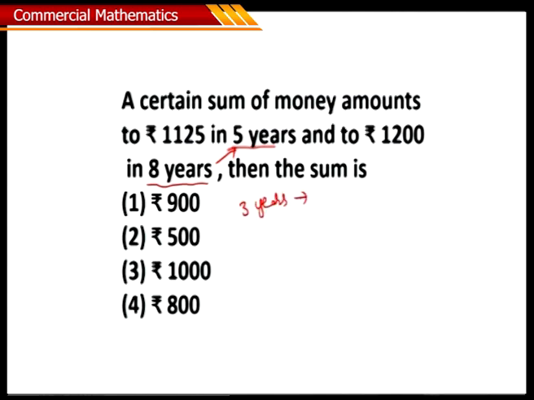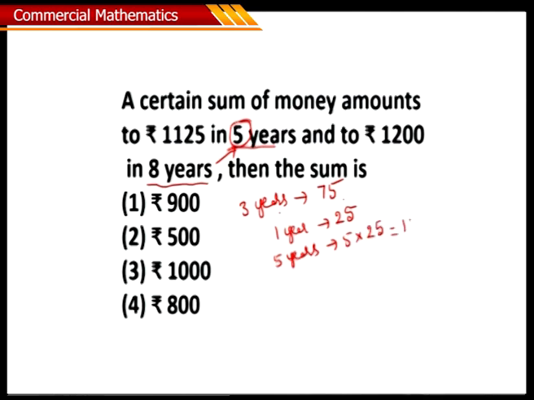In 3 years, what is the difference in the amounts? 1200 minus 1125 means 75 rupees. Correct? Observe. In 3 years the increase is 75 rupees, means in 1 year it is 25 rupees. Here for the first one it is 5 years. So 1 year 25 rupees means 5 years means 5 into 25.